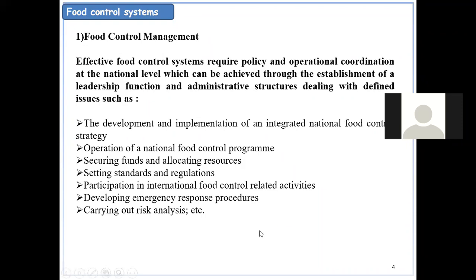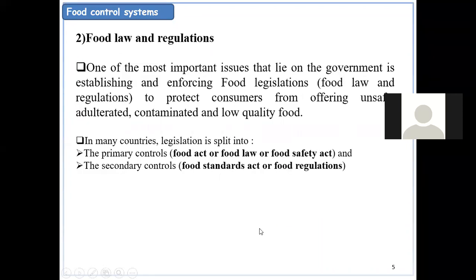Yes. Okay, perfect. And by carrying out risk analysis. So let's start by the first department.